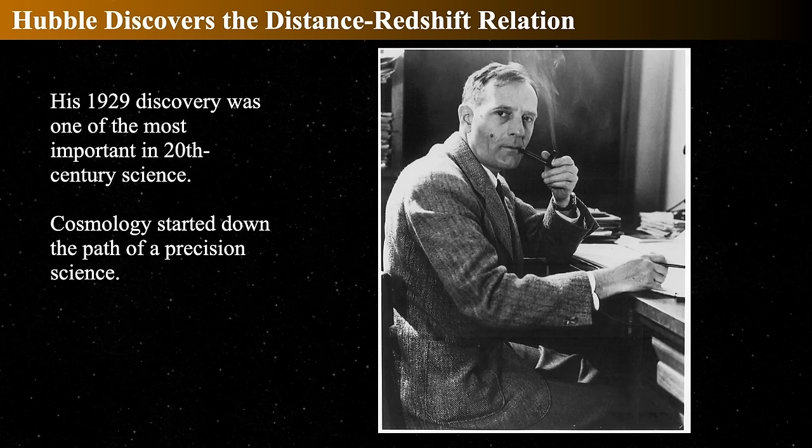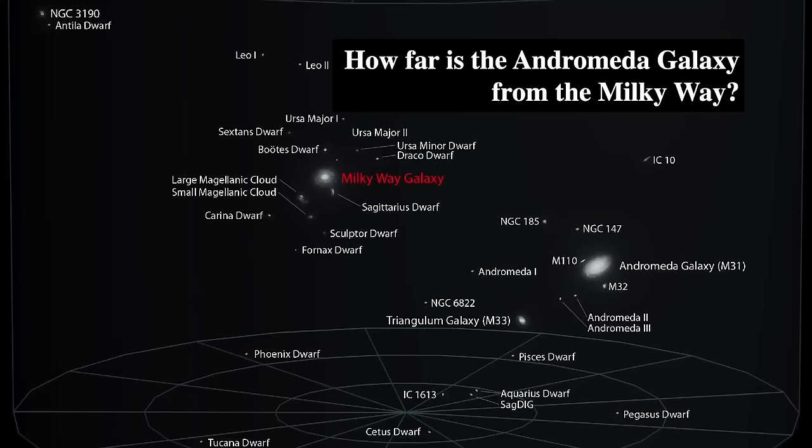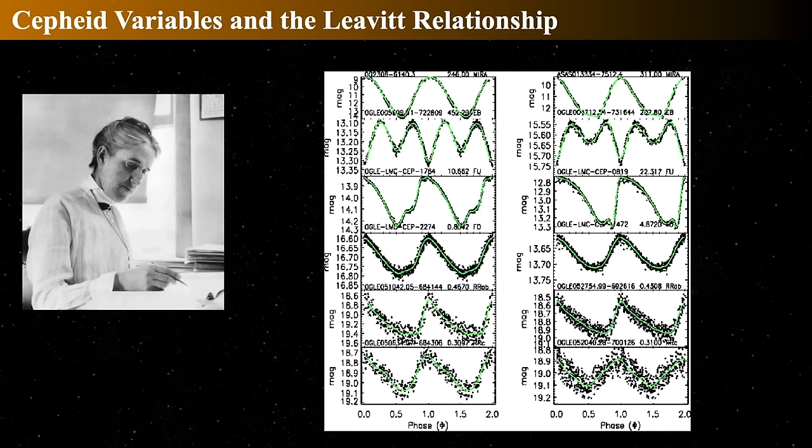It was the beginning of our journey away from learning about the story of the origin of the universe from stories told in ancient books to cosmology being a precision science. And that's where we are today, almost 100 years later. How far is the Andromeda Galaxy from the Milky Way? That was the question of the 1920s. How did Edwin Hubble accomplish this feat, and what were his standard candles? There were the Cepheid variables, whose light curves had been extensively studied by Henrietta Swan Leavitt.